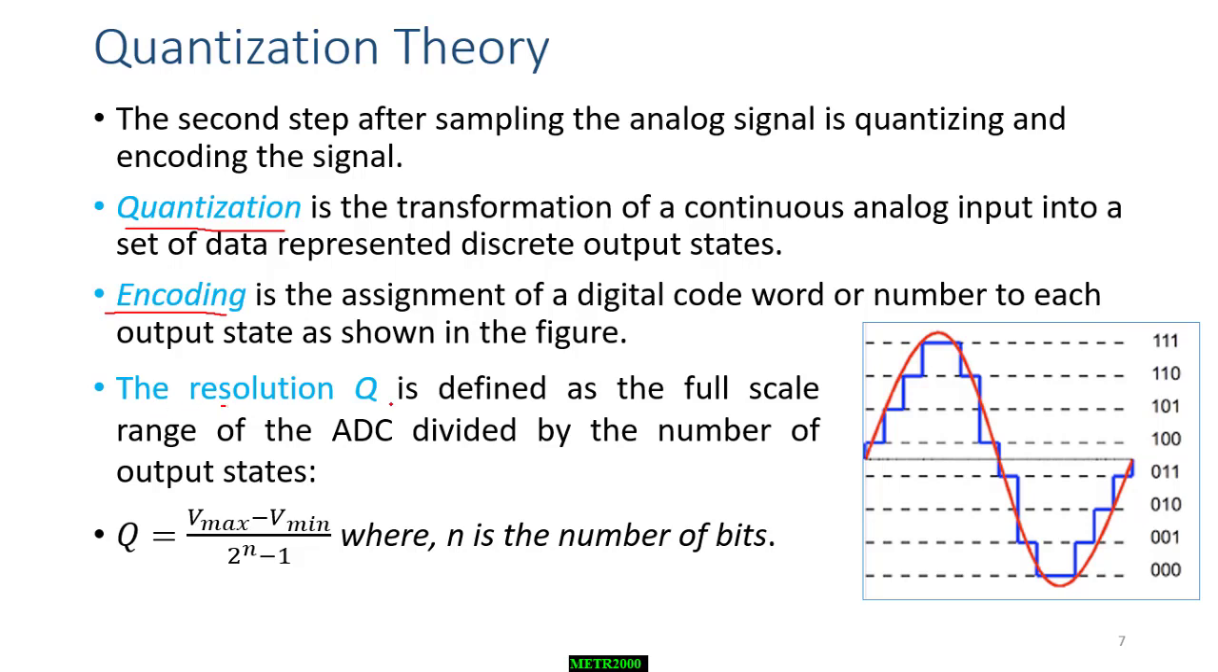The resolution Q is defined as the full scale range of the analog to digital converter divided by the number of outputs. So we have a resolution Q, which is equal to V max, the maximum voltage over here, minus V minimum, divided by 2 to the power n minus 1. So if n is equal to 3, 2 to the power 3 is 8, minus 1 is 7. So you see here 0, 1, 2, 3, 4, 5, 6, and here is your 7.